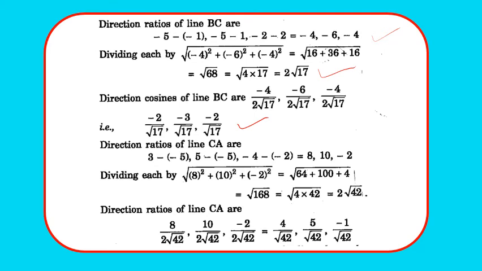So now the direction ratios of the line CA. So 3 minus (-5), 5 minus (-5), -4 minus (-2), which is equal to 8, 10, -2. So again finding under root a square plus b square plus c square, we get under root 8 square plus 10 square plus (-2) square, which is equal to 168, that is 2 under root 42. So the direction cosines of the line CA will be 8 upon 2 root 42, 10 upon 2 root 42 and -2 upon 2 root 42. On simplifying, we are getting the direction cosines of CA as 4 upon root 42, 5 upon root 42 and -1 upon root 42.